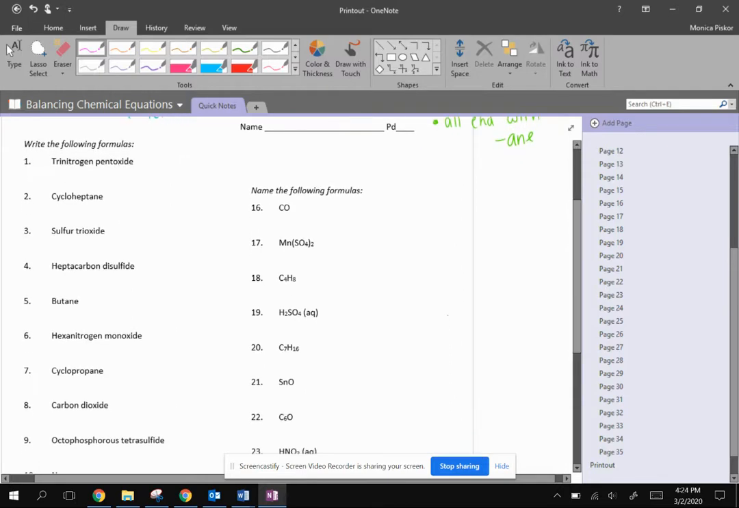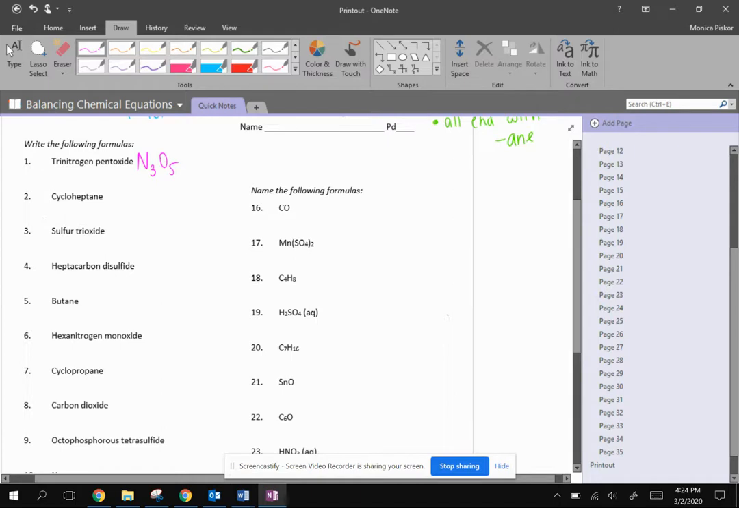So looking at number 1, we have trinitrogen pentoxide. The fact that we see prefixes tells us it's either a molecular or a hydrocarbon. Since it's not just carbon and hydrogen, it's molecular. The great thing about molecular compounds is the prefixes tell us exactly how many of each you have. There's no reducing, no charges, no nothing. It's easy. That's it. N3O5.